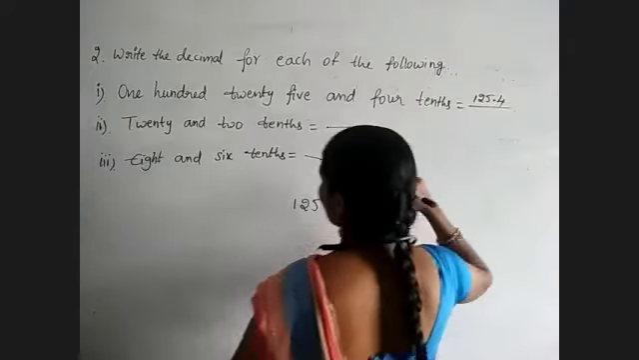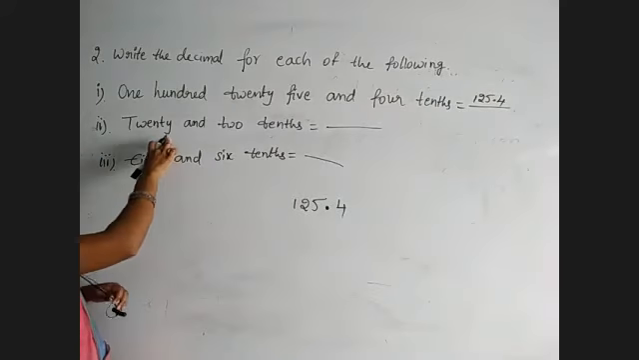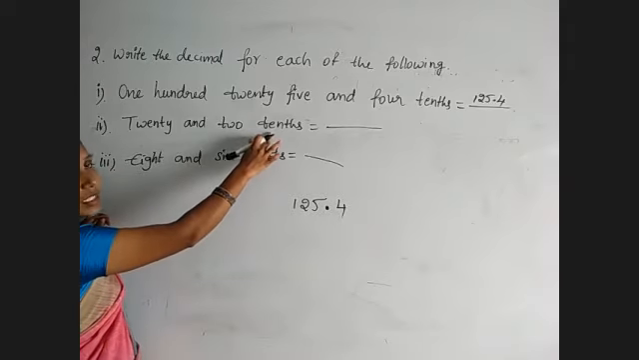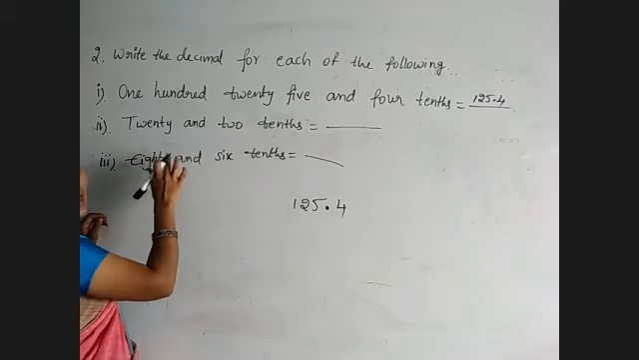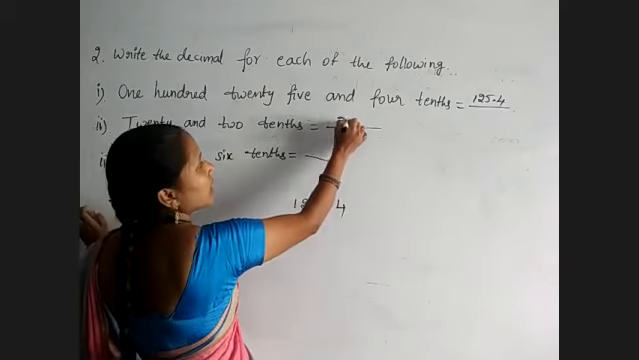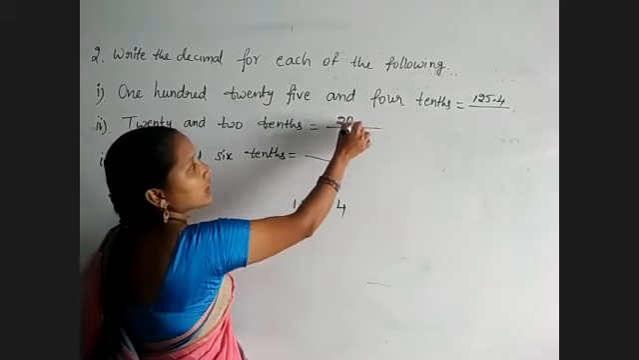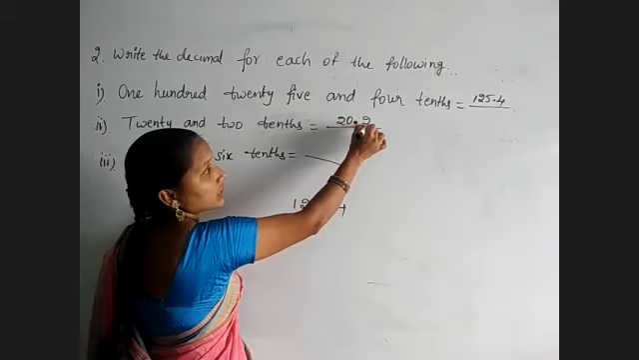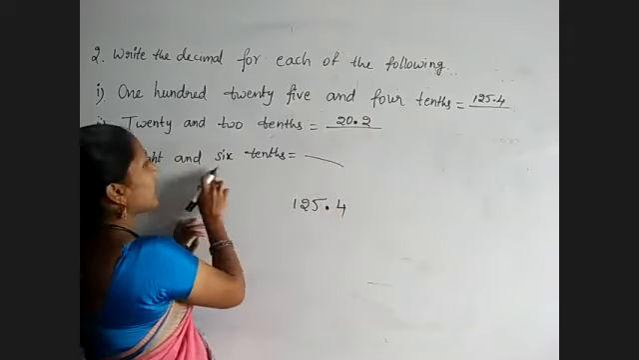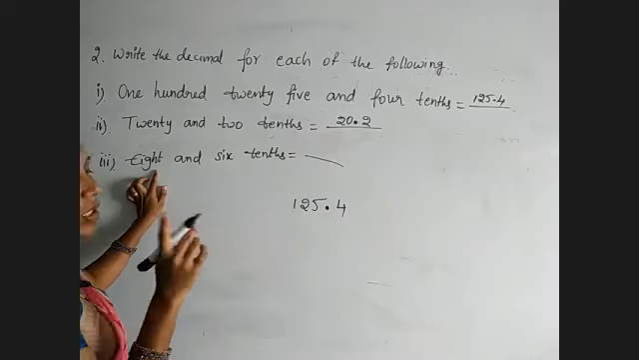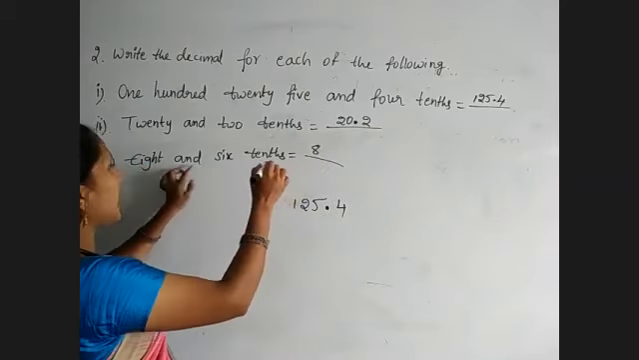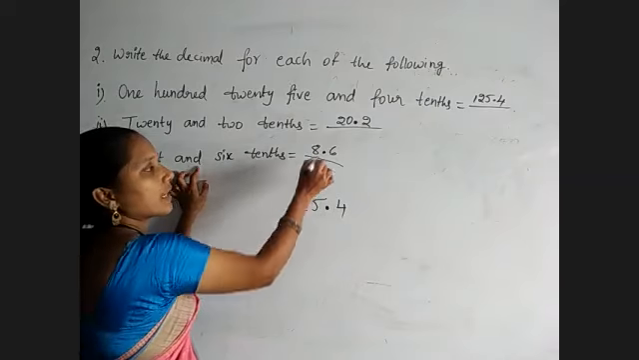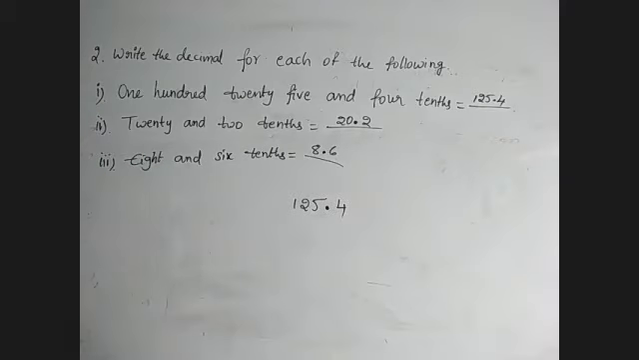Similarly, 20 is a whole number, so we write it before the point, and 2 tenths, the tenths digit is 2. That means 20.2, with 20 before the point. Next, 8 and 6 tenths. 8 is only one digit, and 6 tenths, the tenths digit is 6, that means 0.6. So it is 8.6. That's it.